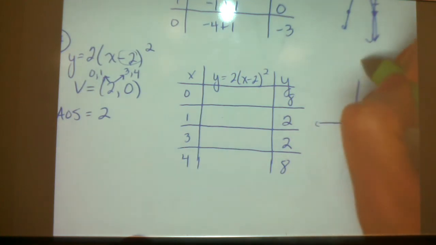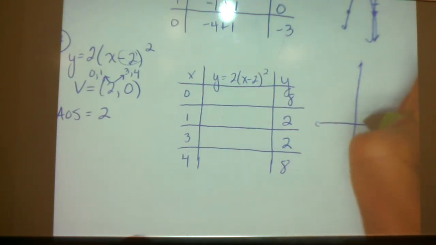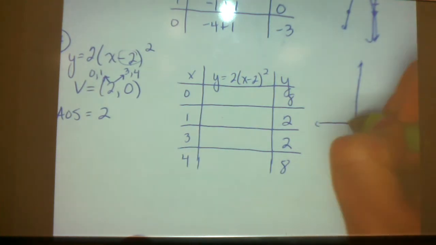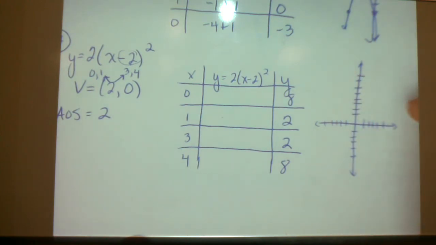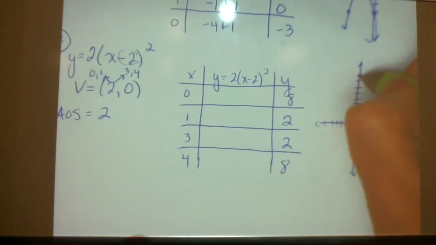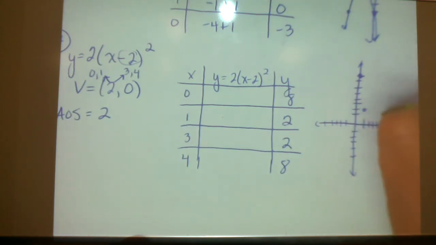We're going to need 8 in the positive. So 1, 2, 3, 4, 5. And then we'll go to 8. 1, 2, 3, 4, 5, 6, 7, 8. So I've got 0, 8. I've got 1, 2. I've got 3, 2. And I've got 4, 8. And then I've got 2, 0.